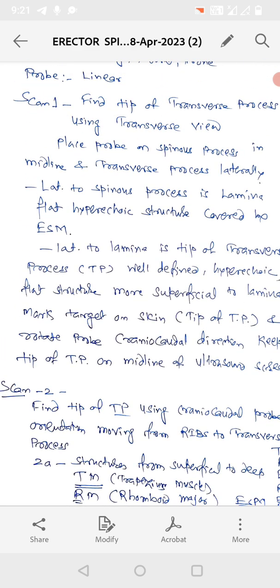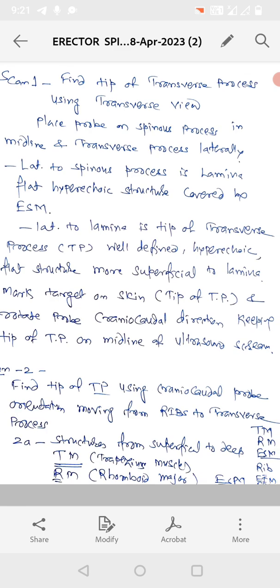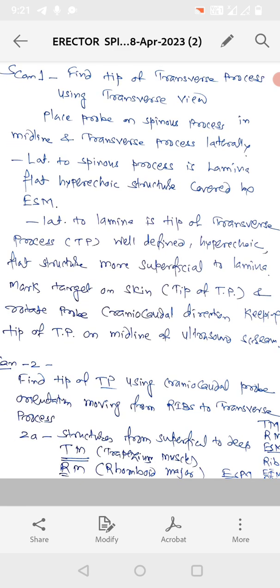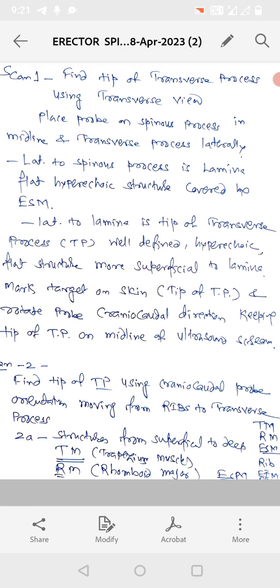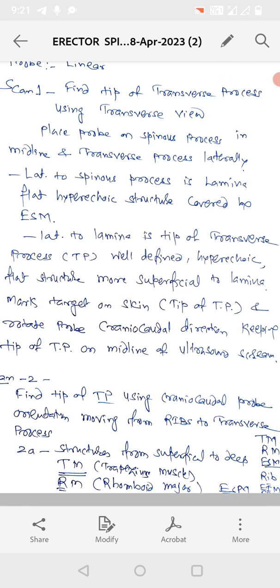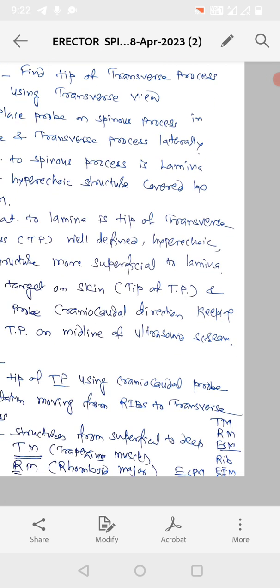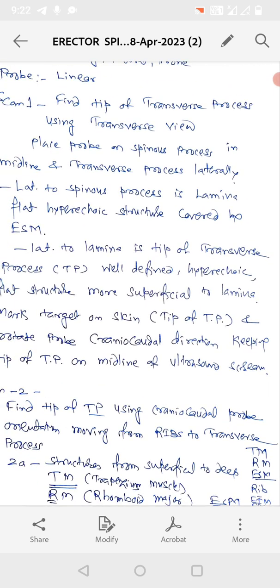Scan 2: find the tip of the transverse process using craniocaudal probe orientation, moving from the ribs to the transverse process. Structures from superficial to deep are trapezius, rhomboid major and erector spinae muscle. Thank you.